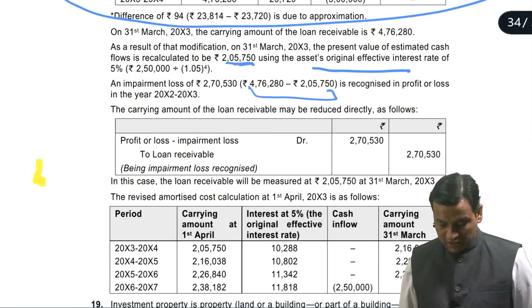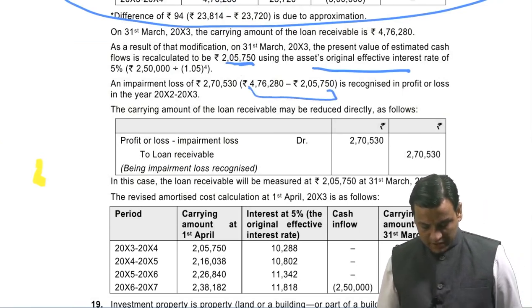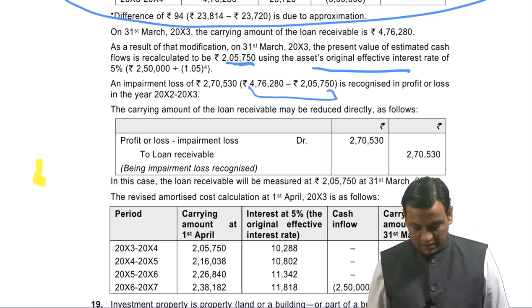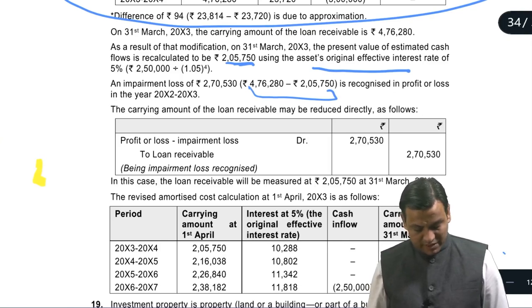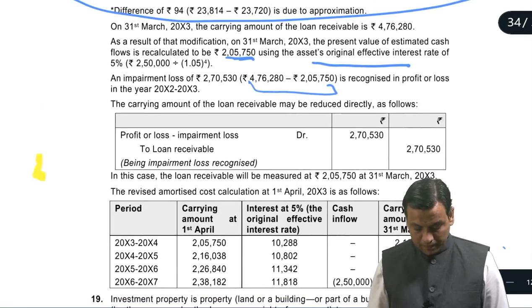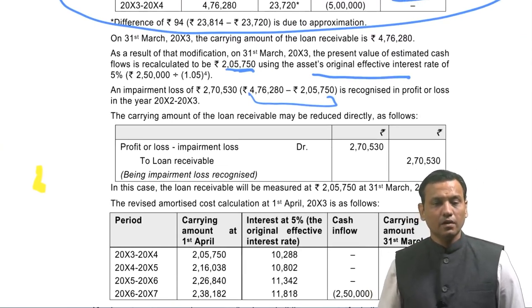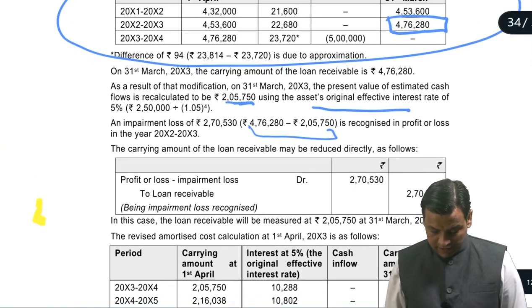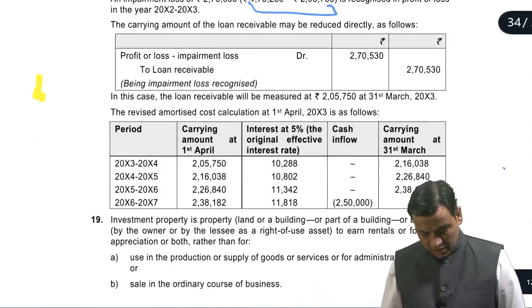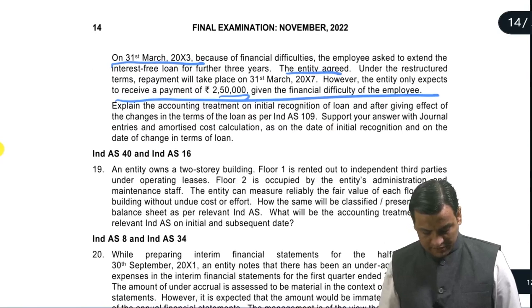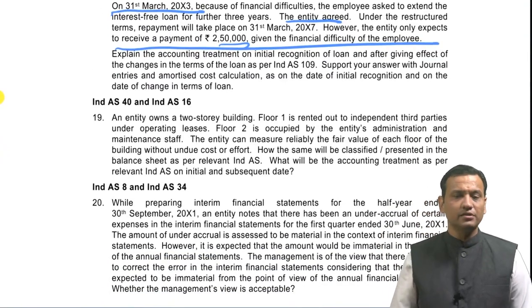The difference between these two is nothing but my impairment loss, and that 2,05,750 will now be amortized again, and at the end of the 4th year we will be receiving 250. So this is how it will go. Okay friends, 476,280 and 2,05,000. Now let us move on to the last leg. 2 questions are left out. We'll complete them in our RTP discussion.